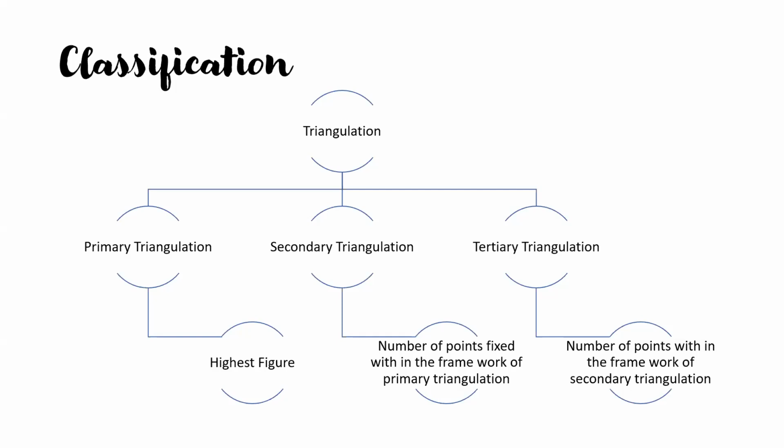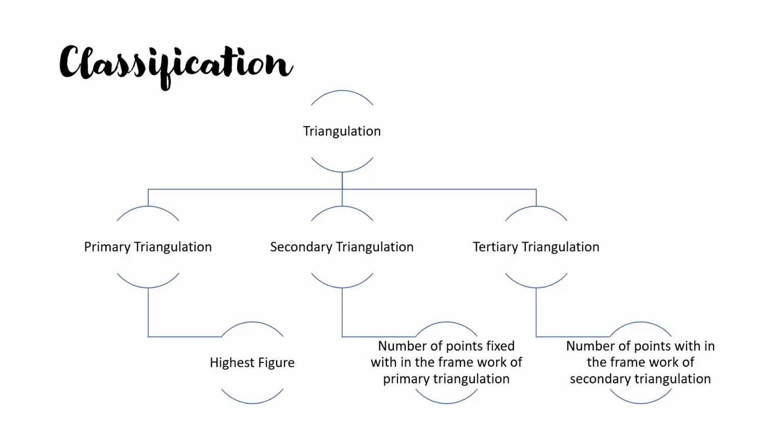Coming to secondary triangulation, it consists of a number of points fixed within the framework of primary triangulation. The stations are fixed at close intervals so that the sizes of the triangles formed are smaller than in primary triangulation. The instruments and methods used are not of the same utmost refinement when compared to that of the primary triangulation system.